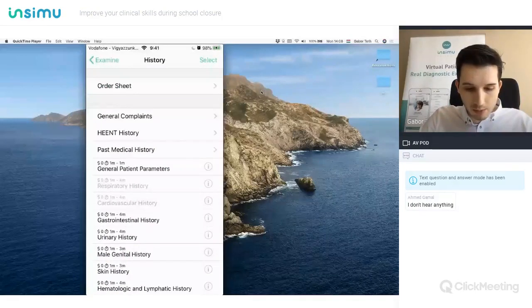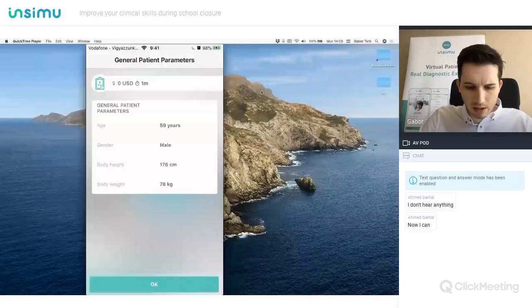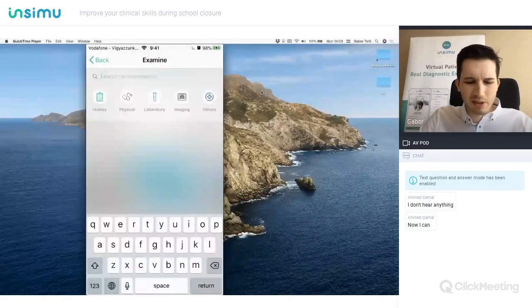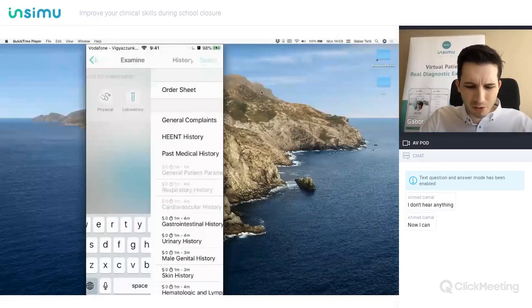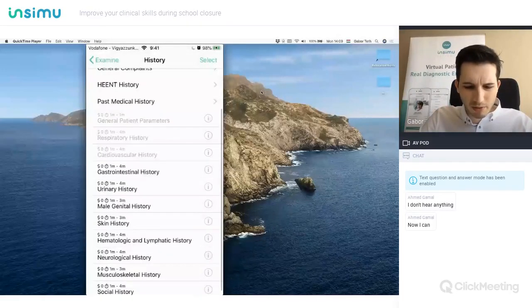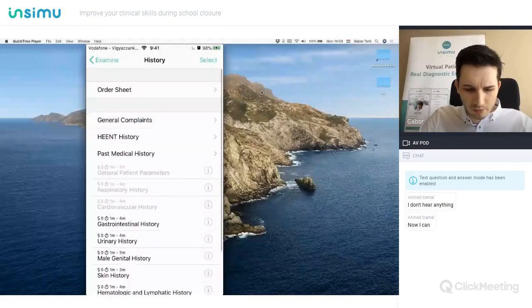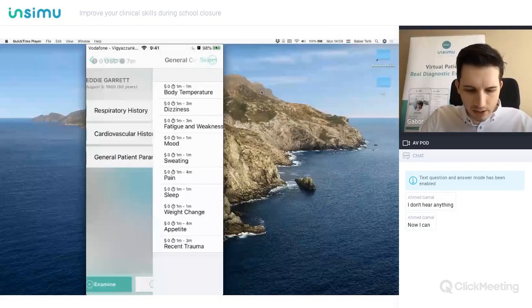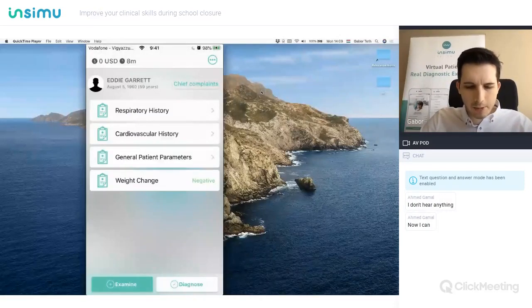All right, I would see general patient parameters. I like to see that. So it's a male, 78 kilograms body weight. I would also ask this patient if he experienced any weight change. It might be irrelevant, but it would rule out a couple of things. But let's do that. It's negative, so he didn't experience any weight change.